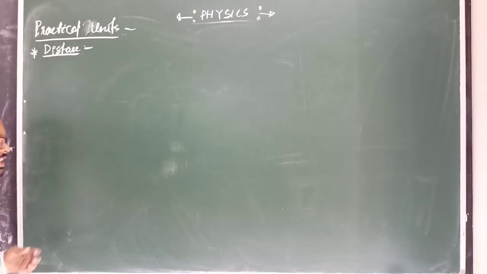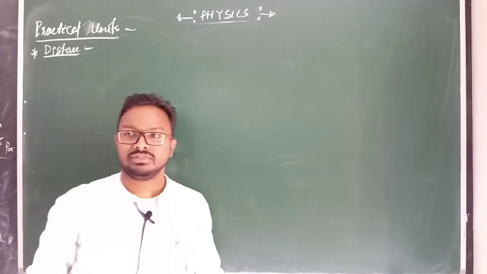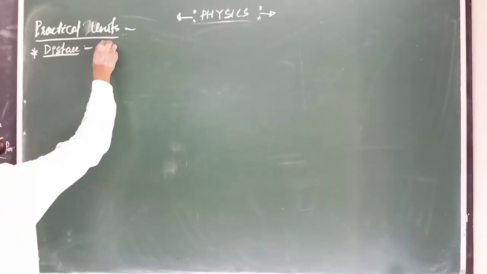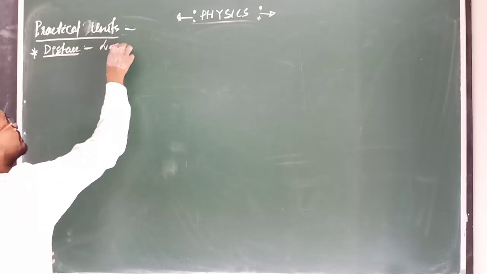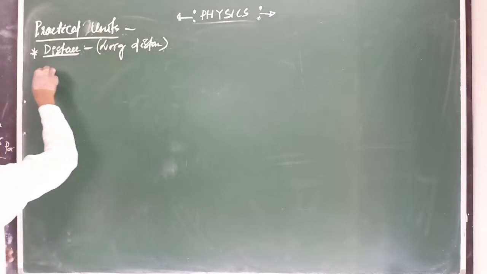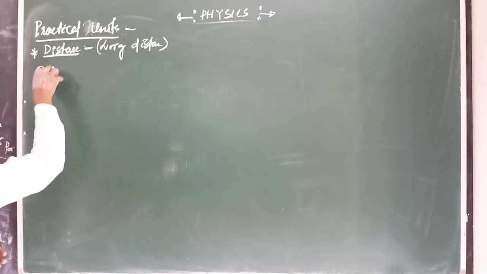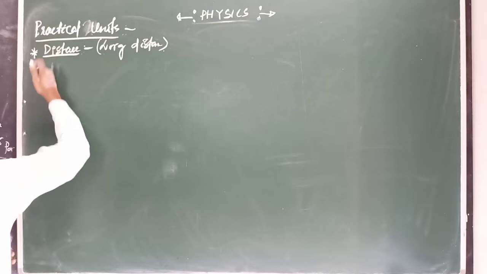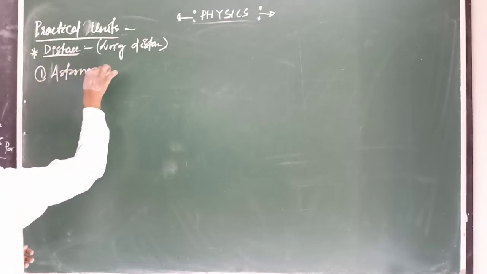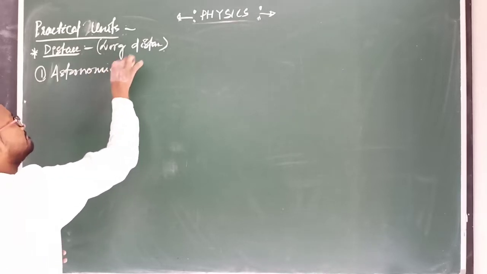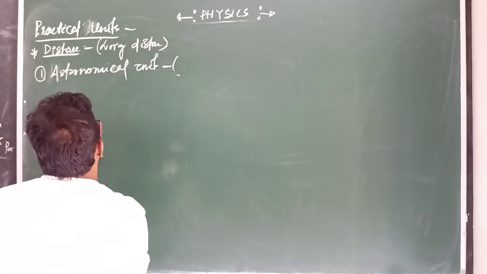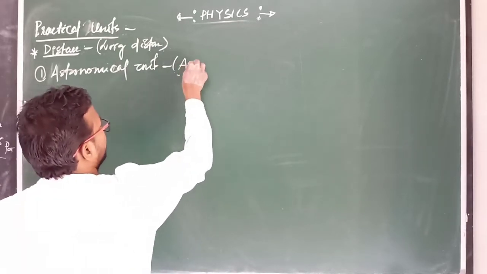So we already know distance is measured in meter, kilometer, centimeter, etc. So the first practical unit we have to deal with here is for a large distance. First we will discuss the astronomical unit, and it is symbolically written AU.